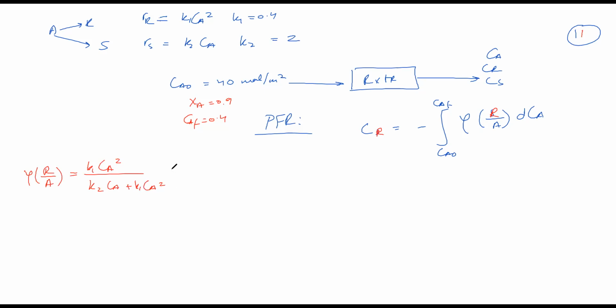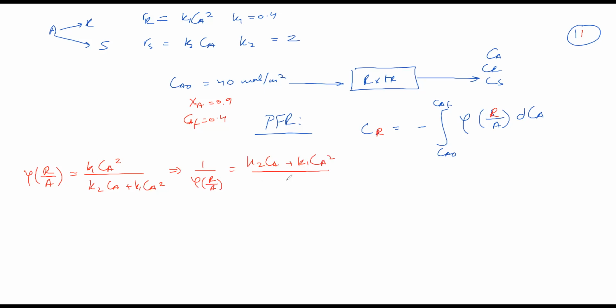I'm going to do the same manipulation. I'm going to flip it: 1 over phi of R over A. This will be K2 CA plus K1 CA squared. And take note of the different ways of doing this, right? For CS, I only had the CA at the top. For this one, I have CA squared. Two different methods, know them, and they're going to show up.